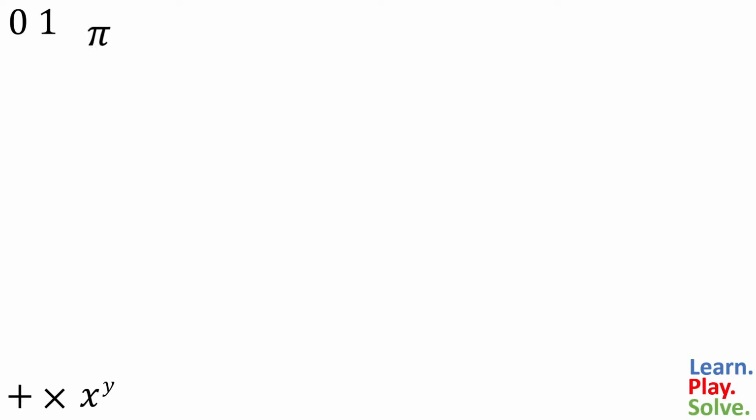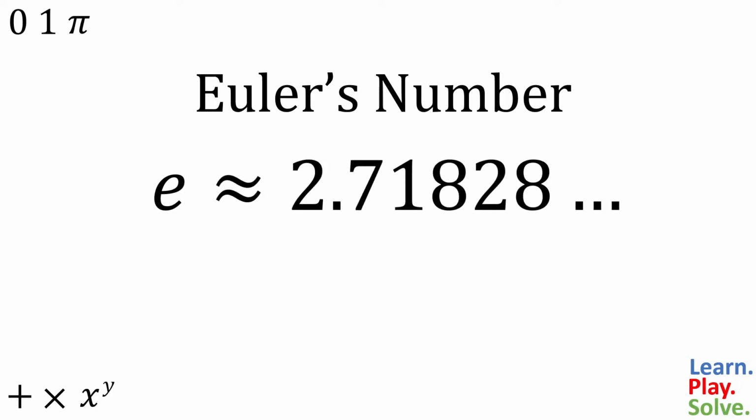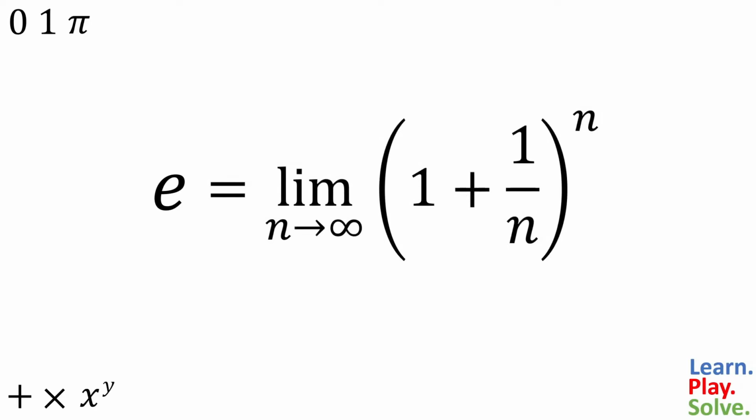There's another constant that's much less famous than pi, but no less important, known as e, more formally known as Euler's number. Just like pi, e is irrational. It cannot be expressed as a fraction, and its decimal goes on and on forever. The value of e comes from its official definition, which is the limit as n approaches infinity of 1 plus 1 over n to the power of n. I'll explain what this means. This limit arises from the study of compound interest.